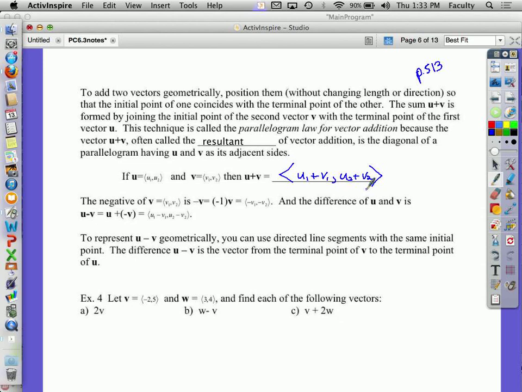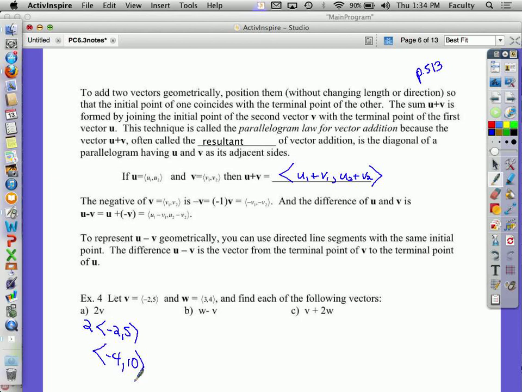So let's look at example 4. It says let vector V be negative 2, comma 5 and vector W be 3, comma 4. Find each of the following vectors. Now this is a scalar, and I want to point out that in this lesson we don't do vector multiplication. That's different. It's not what you think. It's not intuitive. In 6.4 we will do vector multiplication, but this is called scalar multiplication. So I'm going to take 2 times the vector V. Well, this is super easy. It's negative 4, comma 10, and that should make sense.